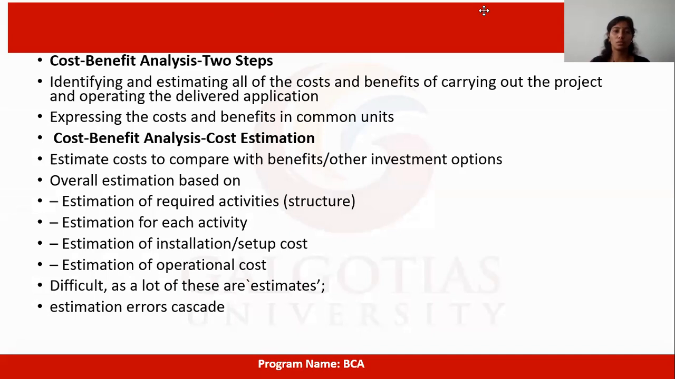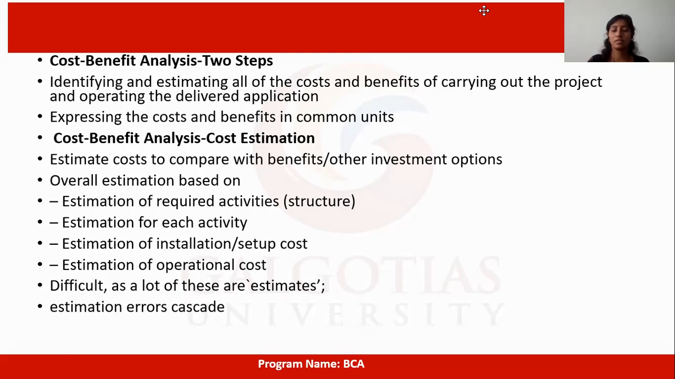And then we have the cost benefit analysis in two steps. Identifying and estimating all of the costs and benefits of carrying out the project and operating the delivered application. Expressing the costs and benefits in common units. Cost benefit analysis, cost estimation: estimate cost to compare with benefits or other investment options. Overall estimation based on estimation of required activities, structure, estimation of each activity, estimation of installation and setup cost, estimation of operational cost.